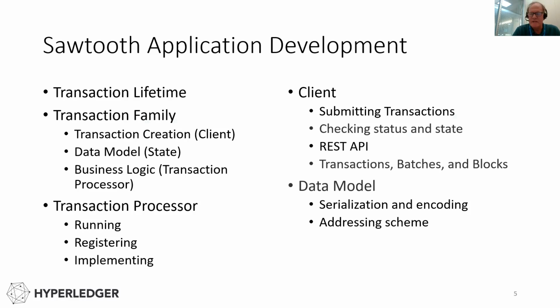We have transactions, batches, and blocks. Transactions are just transactions created by a client. You could batch these transactions together for efficiency, and also if they're coherent related transactions, you could batch them together. And they're written to a block in the blockchain.